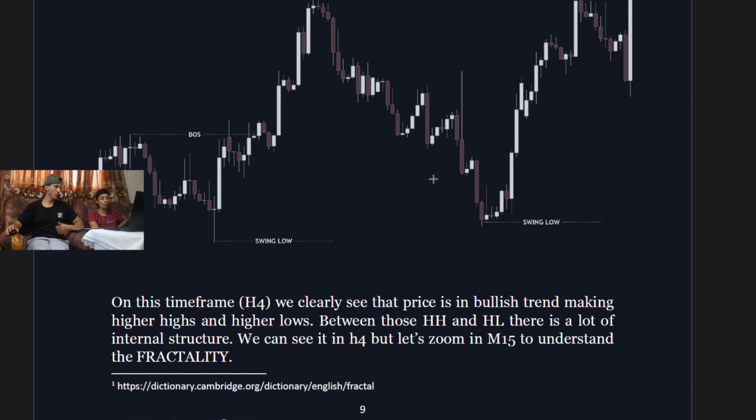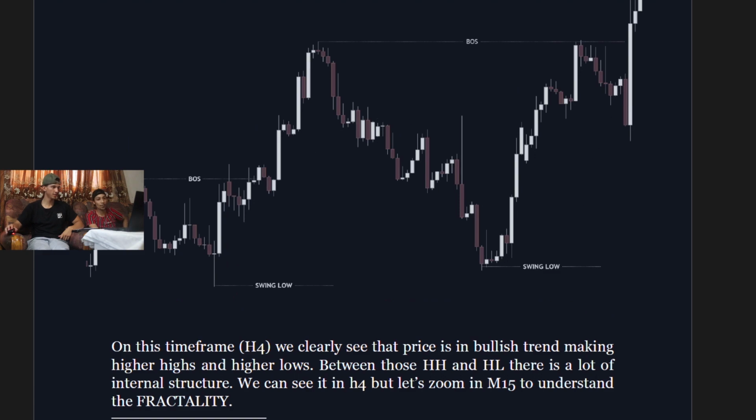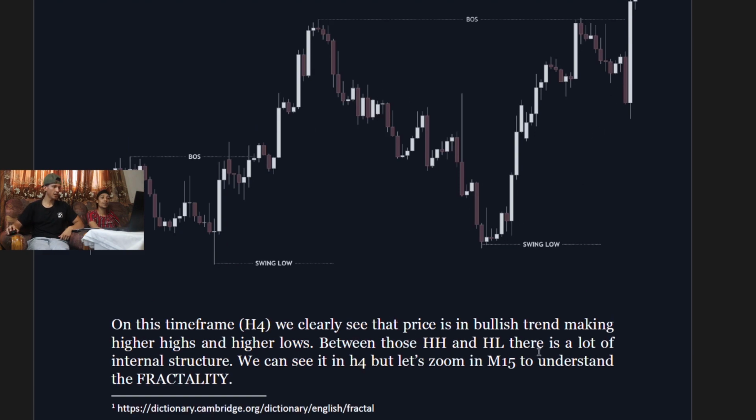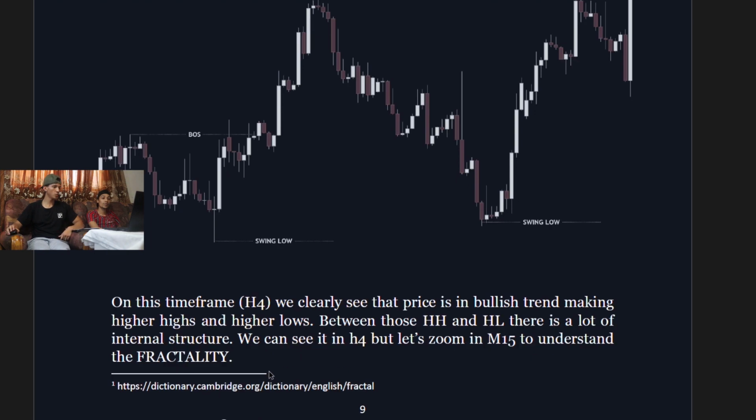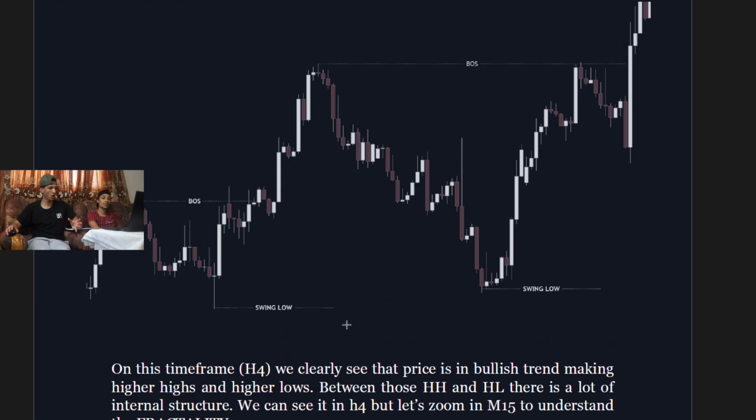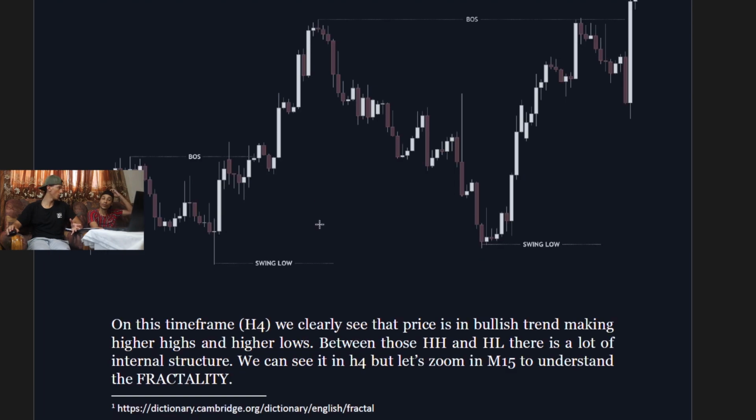So on the 4 hour time frame, we can clearly see that price is in a bullish trend, making higher highs and higher lows. Between those higher highs and higher lows, there is a lot of internal structure we can see on the 4 hour, but let's zoom into the 50-minute to understand the fractality of the market. So basically this is the 4 hour, and we're going to take a deeper look into the 50-minute to see this exact same trend.